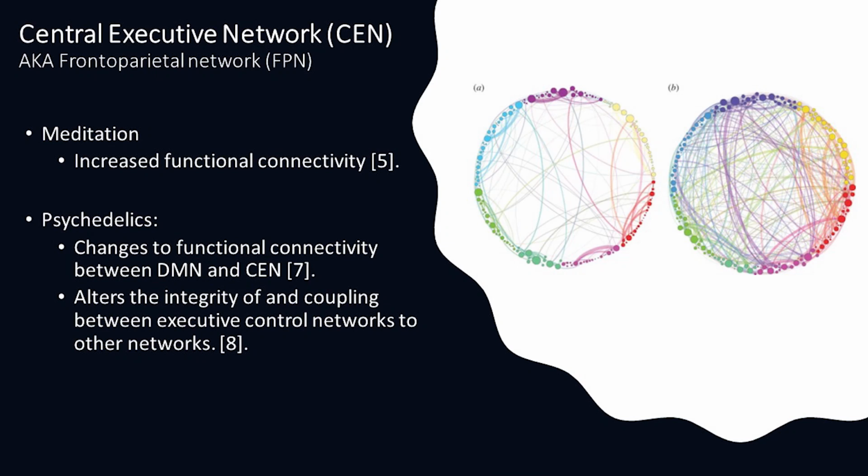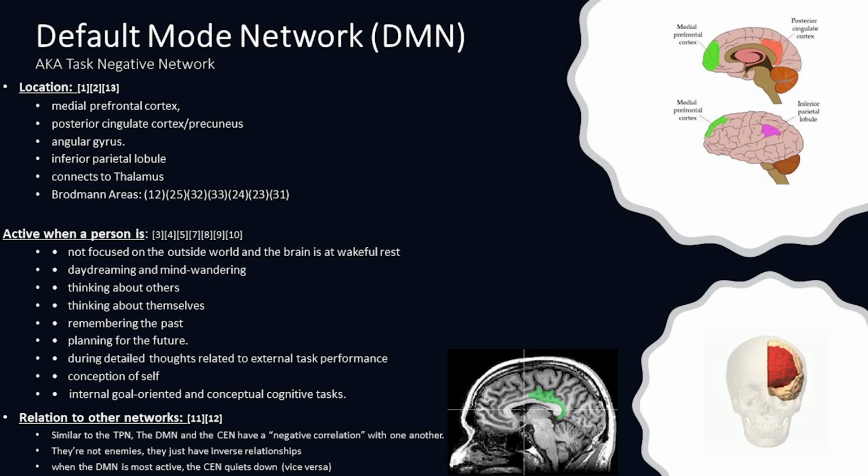I couldn't find much research on the central executive network compared to the default mode and Salience networks, but it is quite self-explanatory what its functions are. With respect to meditation and psychedelics, we see increased functional connectivity between the default mode and central executive networks. Psychedelics have also been shown to alter the integrity of and coupling between the executive control network and other networks. Now onto the default mode network, which is the most fascinating network in my opinion.